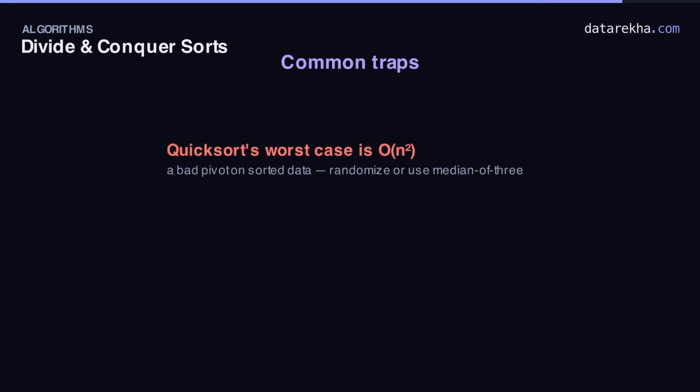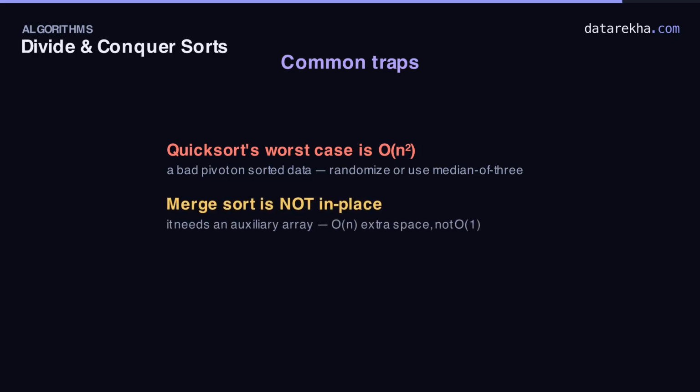Trap 1. The big one. Quicksort is not always fast. A bad pivot, like always taking the last element of already sorted data, drives it to n squared. Randomize the pivot, or take the median of 3, and this almost never happens.